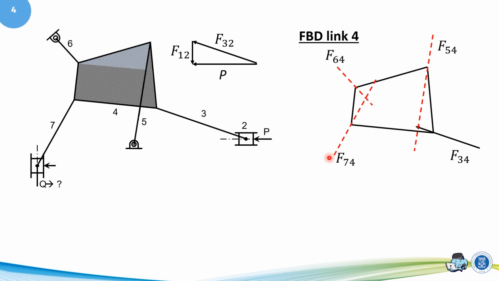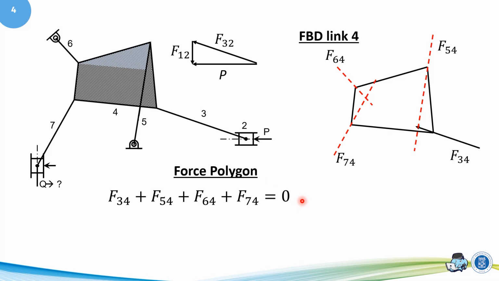You can see here we can solve this problem by using the force polygon, of course by using the force equilibrium. In this case we have four non-parallel forces with three unknowns. Here I will solve it by the force resultant method. F34 and F54 can be combined to become Fr. We can know the line of action of Fr: here we have the intersection of F34 and F54, and we also have the intersection of F64 and F74. So the line of action of Fr should be this line.